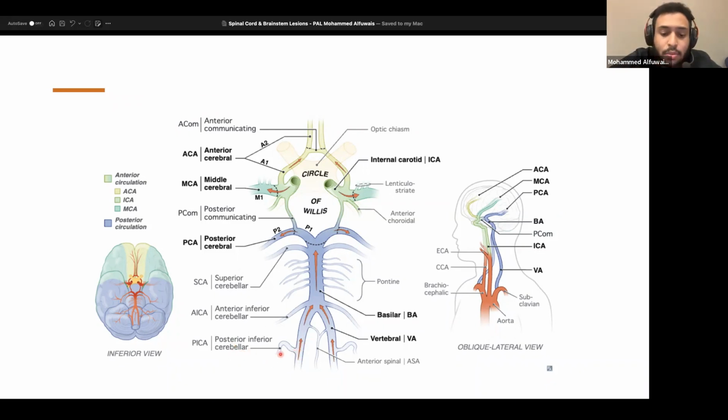Then you move up. As soon as the two vertebral arteries join together to form the basilar artery, you have this artery right here, the anterior inferior cerebellar artery, which will supply the middle part of the cerebellum.